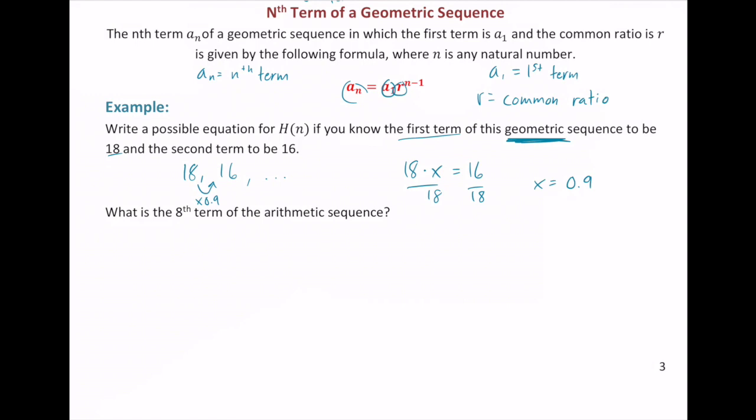But we want to know the 8th term. So I'm trying to find out the 8th term. A sub 8 means the 8th one. It's going to equal the first term, 18, multiplied by the common ratio, 0.9, and that's raised to the n minus 1 power, so 8 minus 1. So 18 times 0.9 to the 7th power. Once again, we can estimate this is about 8.6. So if I kept continuing this pattern, by the time I got to the 8th number, it would be about 8.6.